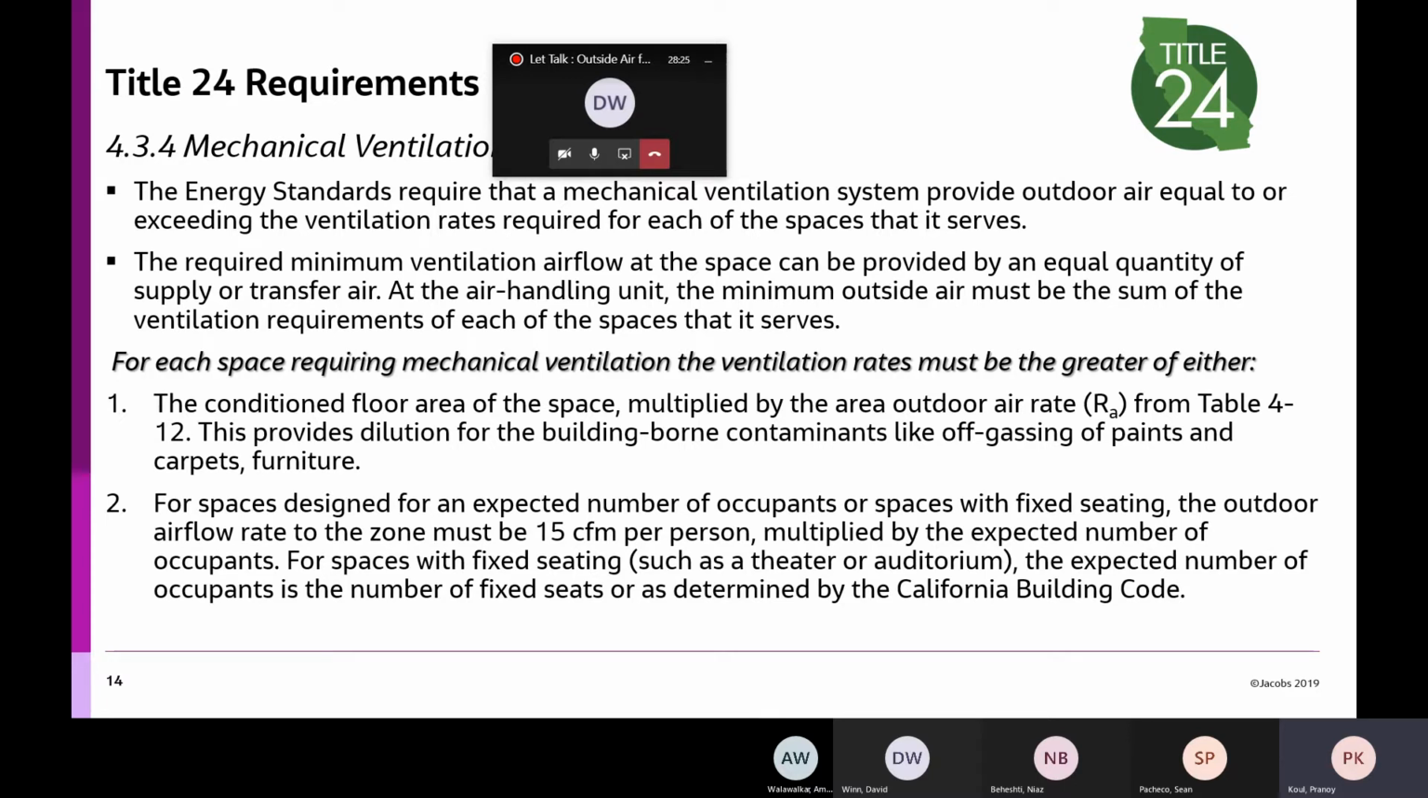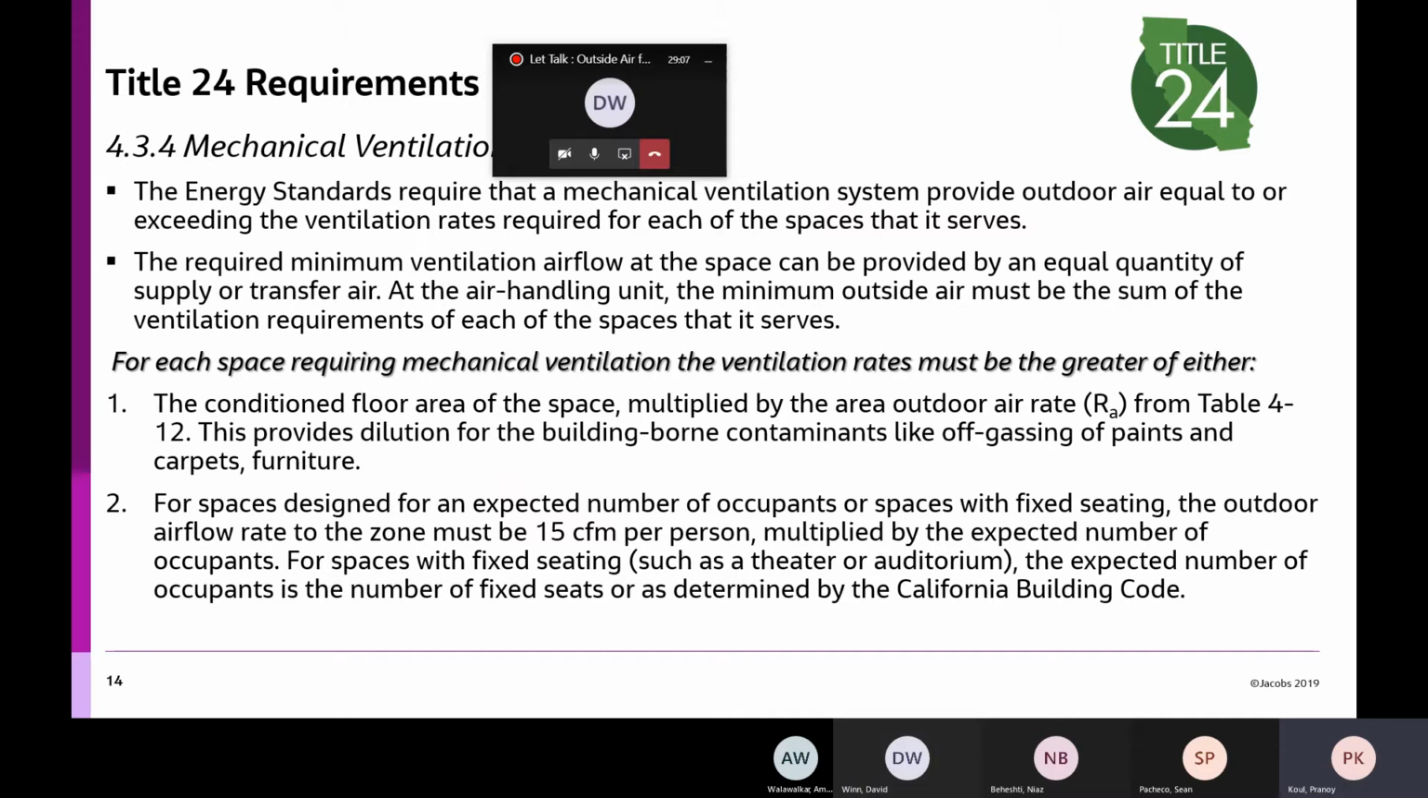That's the meaning. And for each space requiring mechanical ventilation, the ventilation rate must be the greater of either the conditioned floor area of the space multiplied by the outdoor air rate, which is in Table 4.12. And this provides dilution for the building-borne contaminants, like off-gassing of paints, carpets, furniture, certain VOCs, molds. That is again what I talked about in 62.1. Why is it important to have at least that minimum outdoor air? So that you make sure that the lungs of that building are healthy.